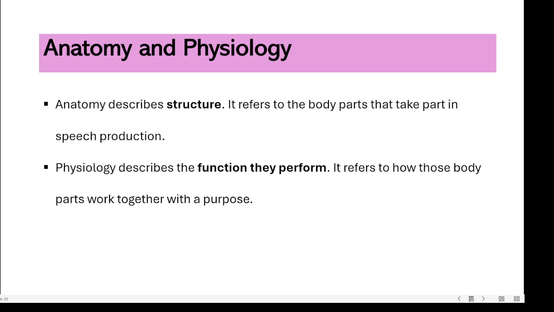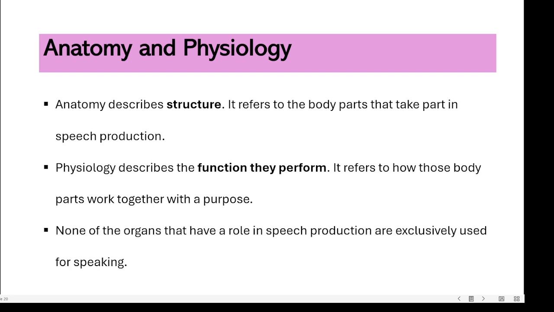This means that if we describe a system from the anatomical point of view, we will mention and describe the different components that constitute the system. But if we describe a system from its physiological point of view, we will speak about its functions. Here we need to know that none of the organs that have a role in speech production are exclusively used for speaking. This means that they serve primarily biological functions and that the role in articulation and in speech production is secondary.